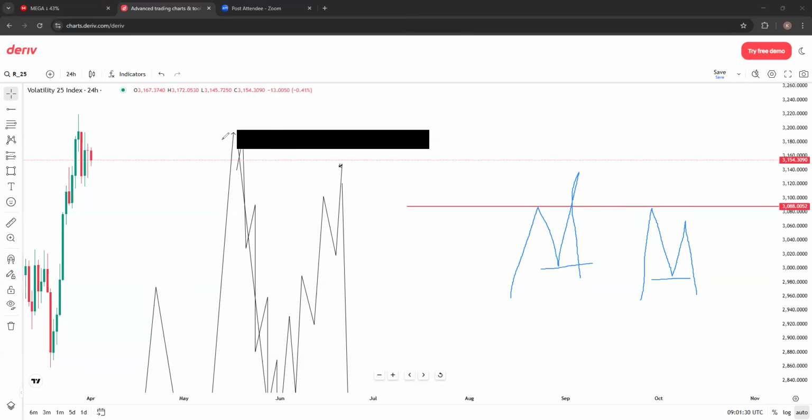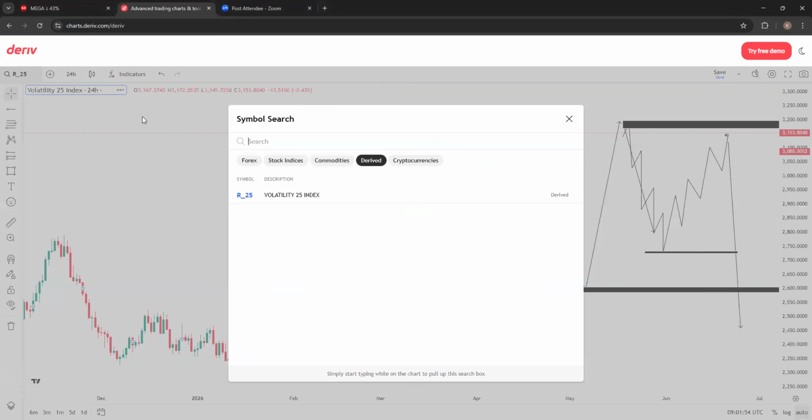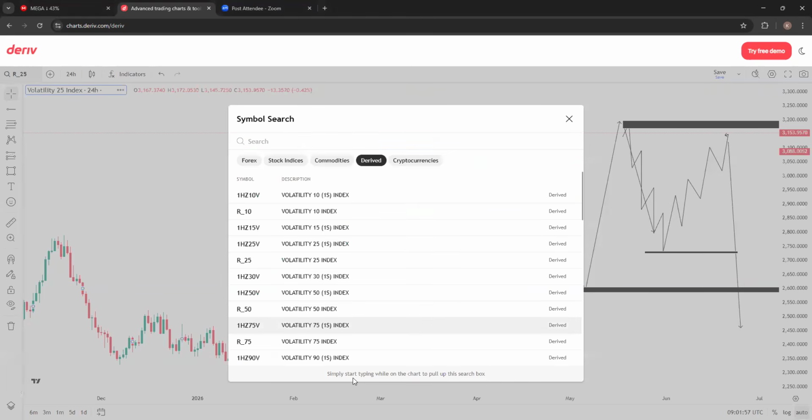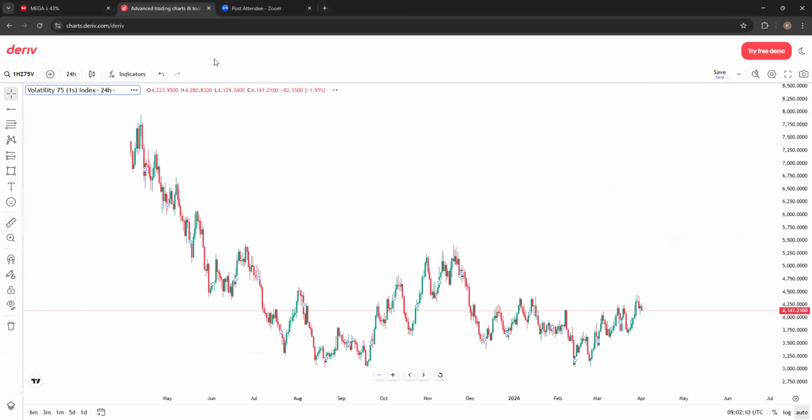All right, so let's go and chart this on our actual charts and see what I'm talking about. Any pair, can you give me any pair? Synthetic V75 1S. All right, so this is our V75 1S.